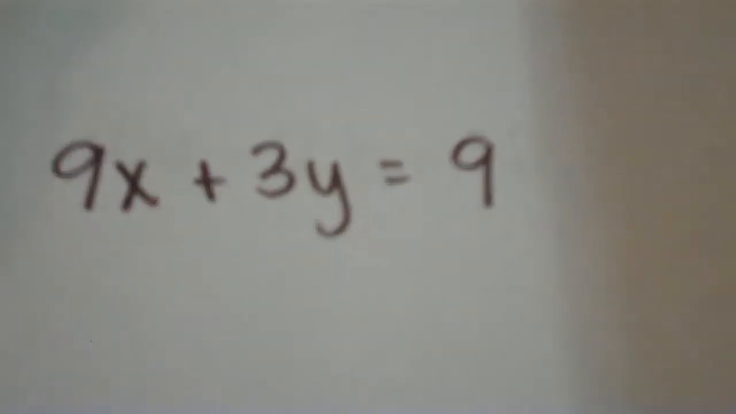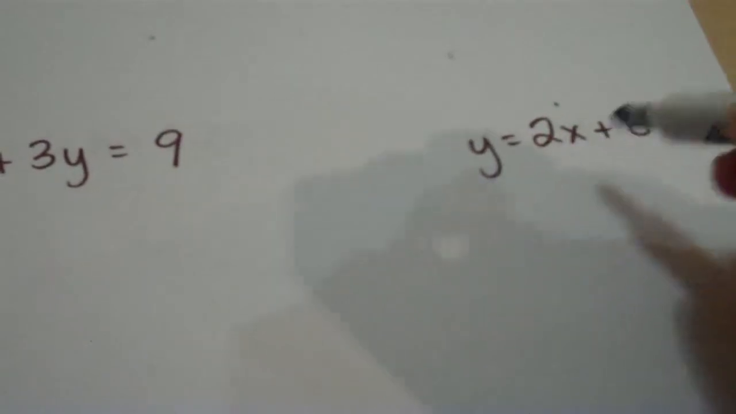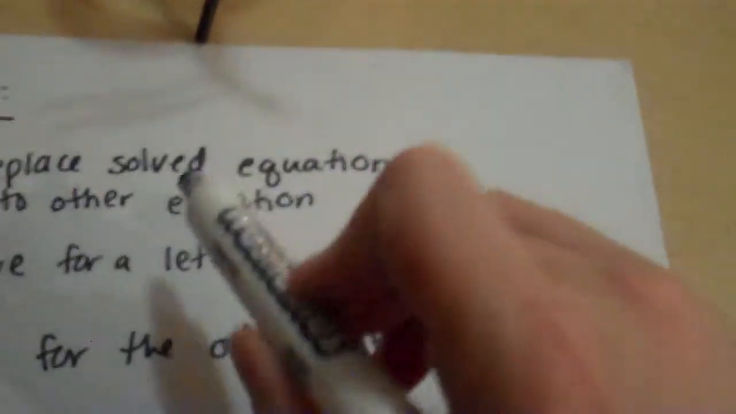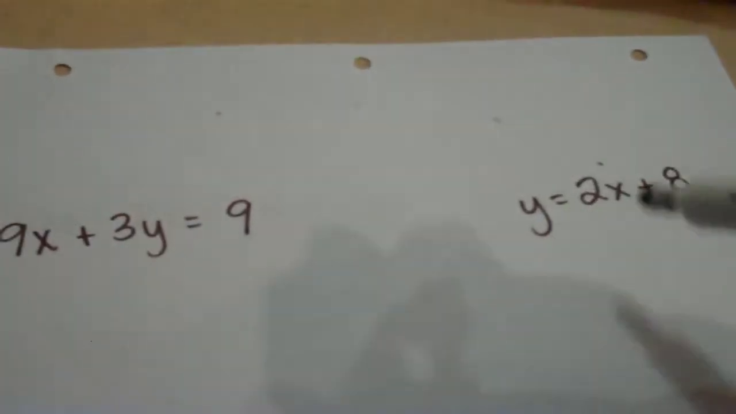I know it's not easy, guys. I promise. Okay, 9x plus 3y equals 9, and y equals 2x plus 8. So replace the solved equation into the other equation. Which one of these is solved? This one's solved, because it says y equals. So I'm going to put this whole thing here. I'll move it where the y is.